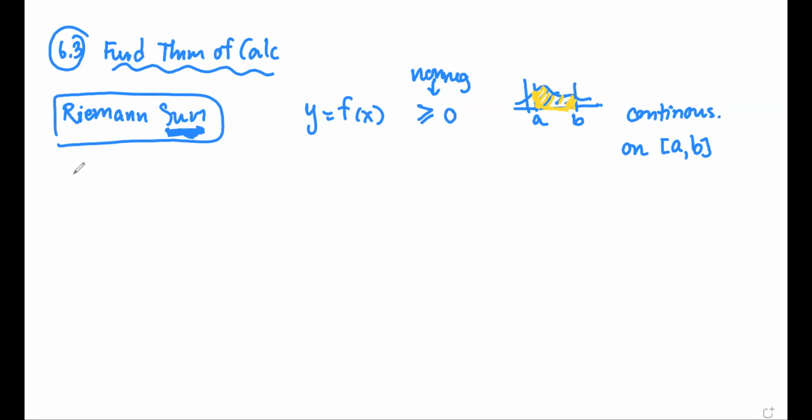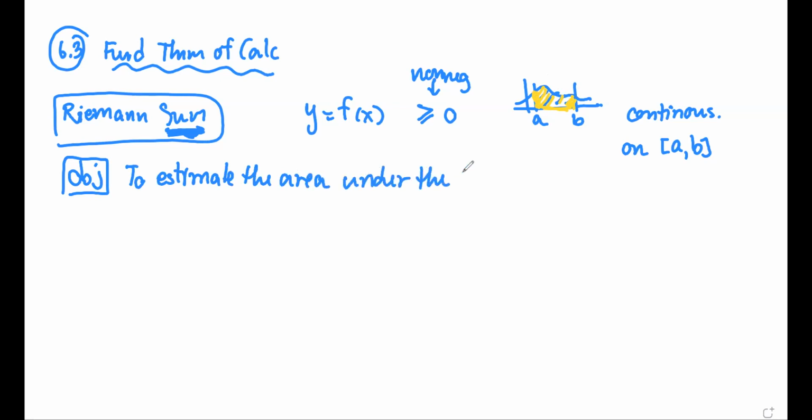And the goal of the Riemann sum, or the objective, is to estimate the area under the graph or the curve, or the yellow area there. Okay, and how do we do this? We're going to do it by summing the areas of adjacent rectangles. That's why it's called the Riemann sum.